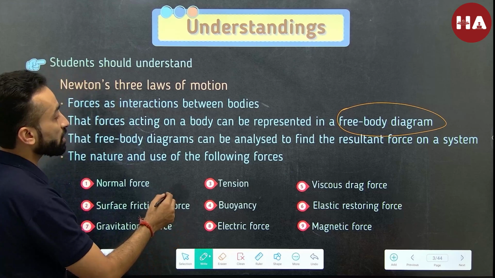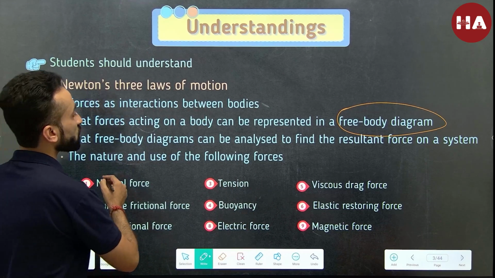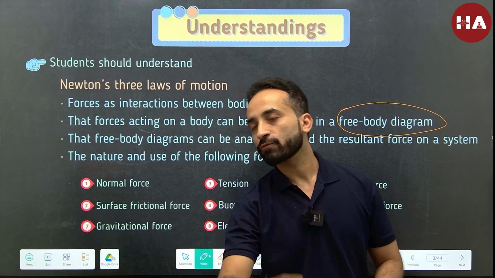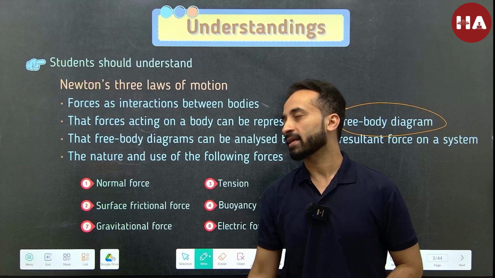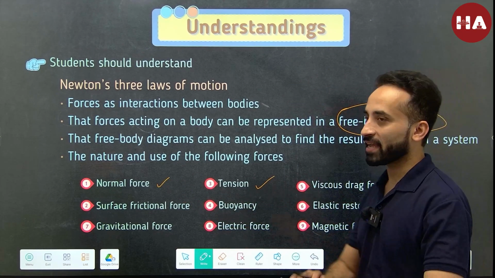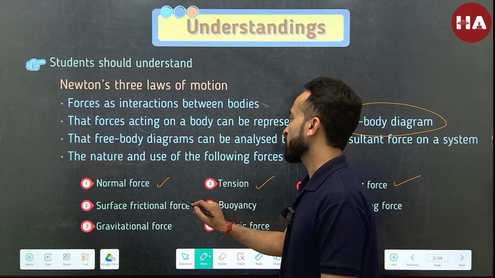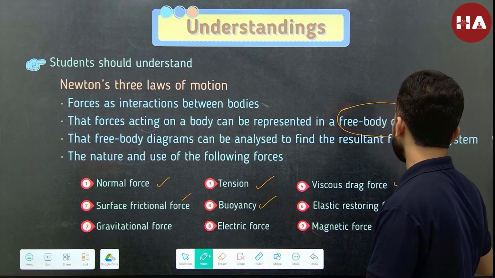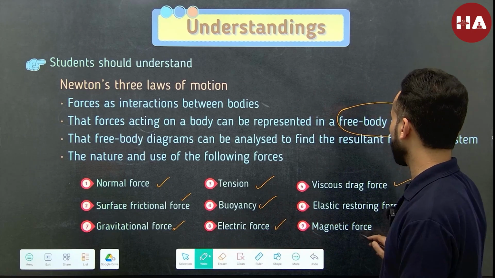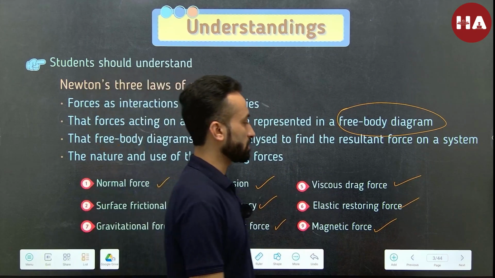Alright, that free body diagrams can be analyzed to find the resultant force on a system, the nature and use of the following forces. When I say forces, they are basically of two types, contact and non-contact. So normal force, tension force, viscous drag, I am not discussing it right now, just showing you what the IBDP guide has to say. Surface frictional force, buoyancy, elastic restoring force, gravitational force, electric force and magnetic force. All these forces we will learn.